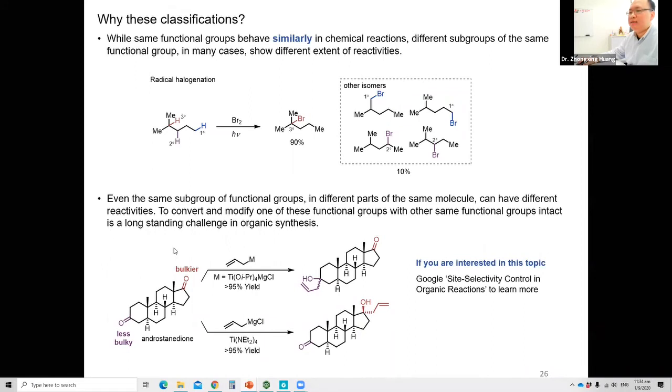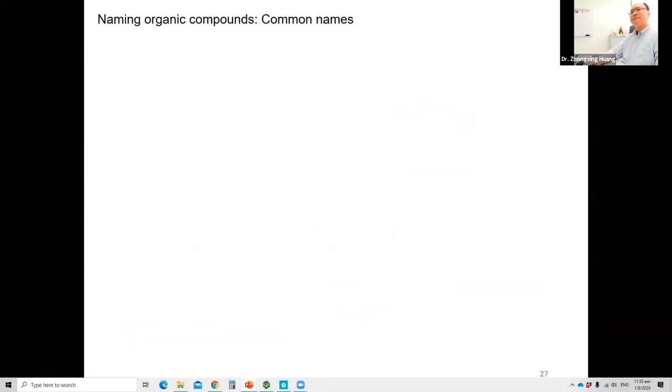This is really more advanced stuff, and it will probably take you 3 to 4 years to get in touch with it. But if you are really interested in these topics, just Google site selectivities controlling organic reactions, which really stands at the frontier of organic synthesis. Just for your fun, or if you are interested.